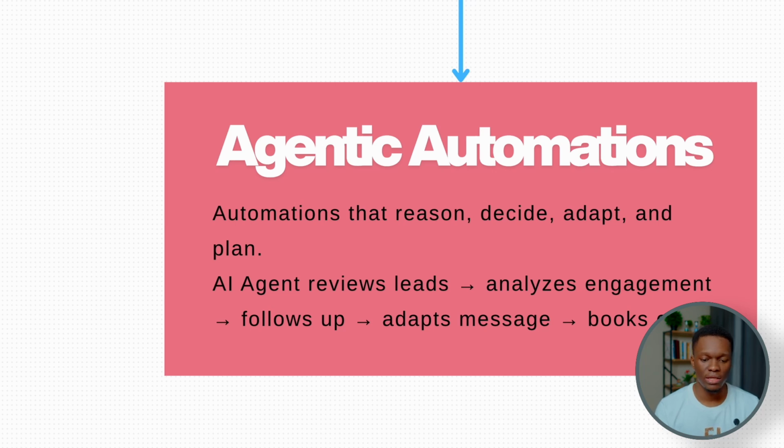And finally, the last category of automations is agentic automations. So basically, this is when the automation reasons, decides, adapts, and plans. So that's where you use an AI agent. So an AI agent receives a new lead, analyzes engagement, follows up, adapts the message, and books calls. So these are agentic automations. We'll cover them in a separate video.